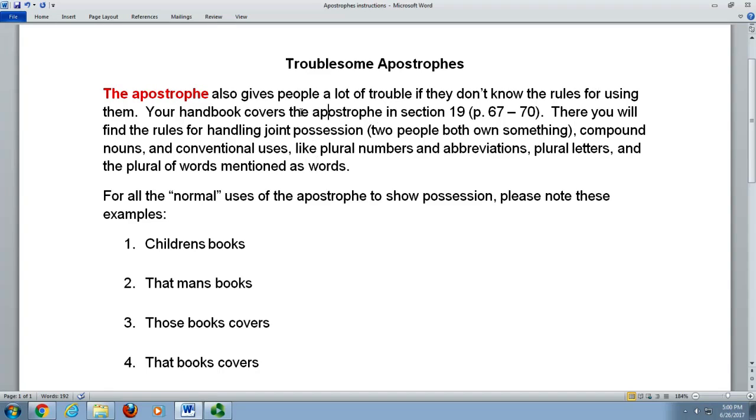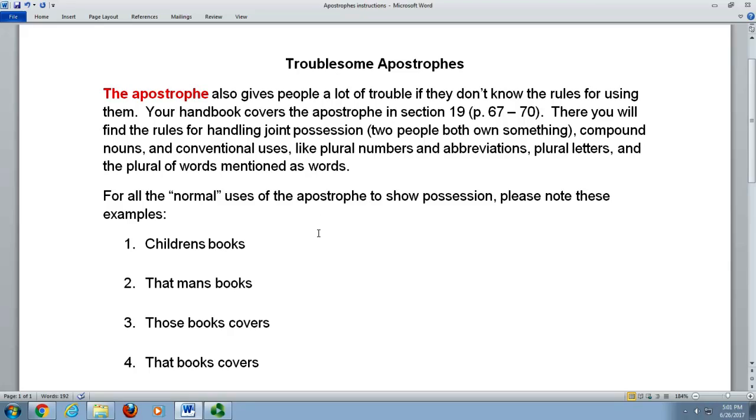So I want to point out the pages in your handbook. Of course, those are great. Section 19 in your handbook for that. There are obscure rules in there like handling joint possession, Freds and Marges, opinions, things like that. So there are a lot of things. Plural numbers, how do you do that? Plural letters, the plural of words mentioned as words. I mean, all these different things.